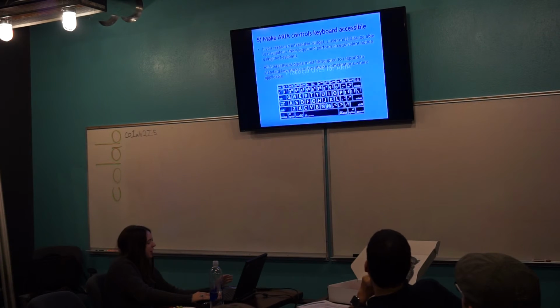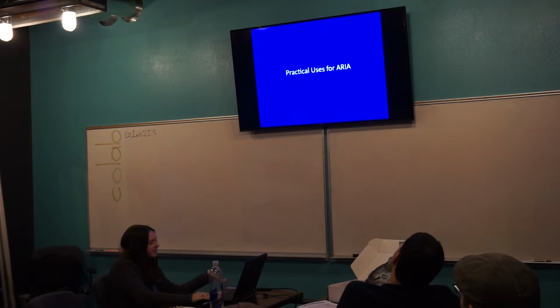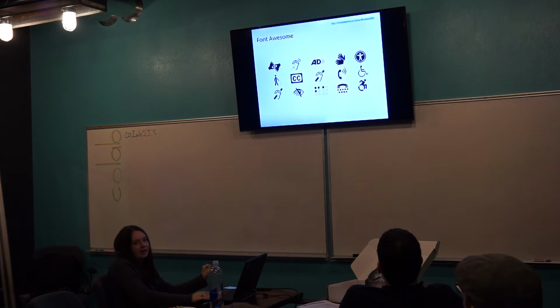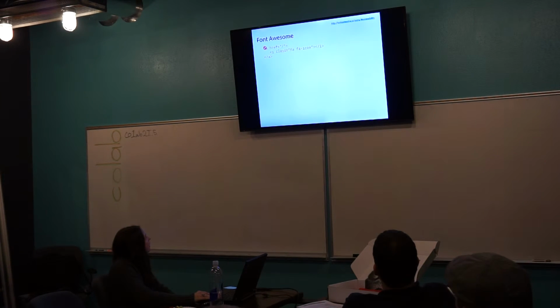Alright, so let's get into some practical uses for ARIA now that we've said what not to do. There's lots of easy ways to start using ARIA today. For instance, we've got this Font Awesome, and I just found out that they have new accessibility icons, which are pretty cool. But there's also been a lot of talk in the accessibility community about how actually inaccessible the icon fonts can be. But you can help the accessibility of them by using an ARIA role.